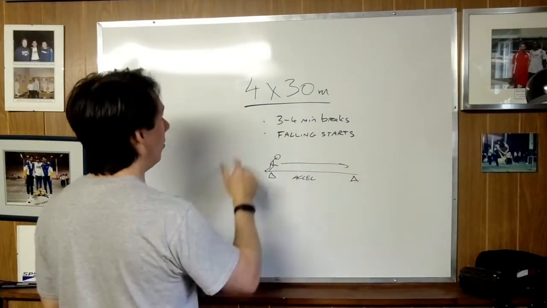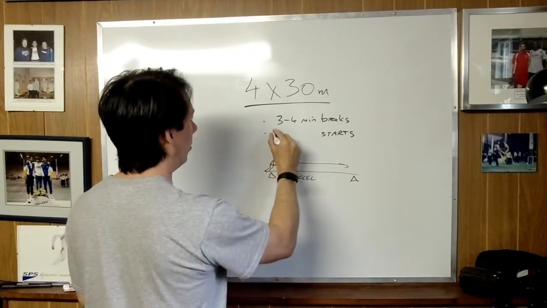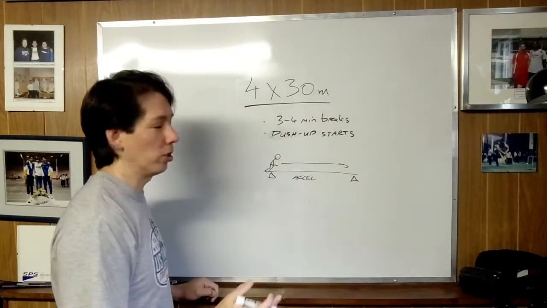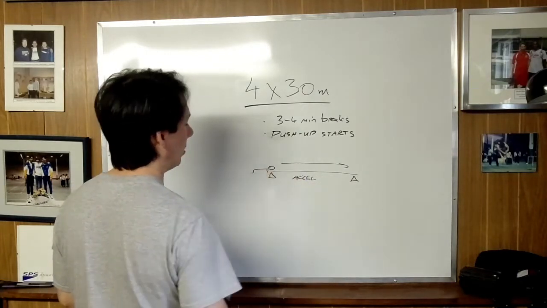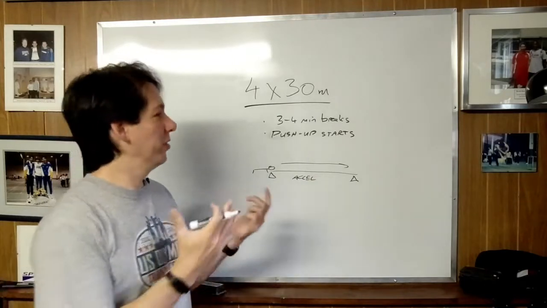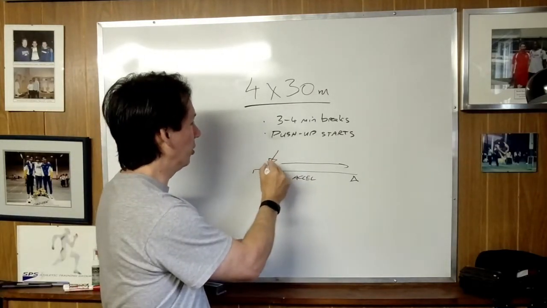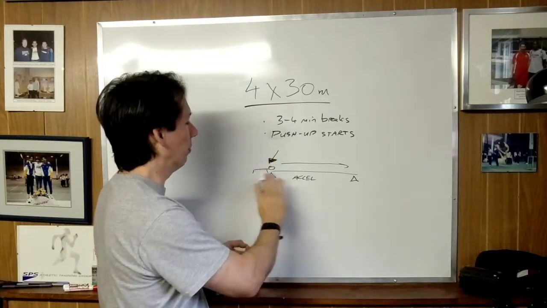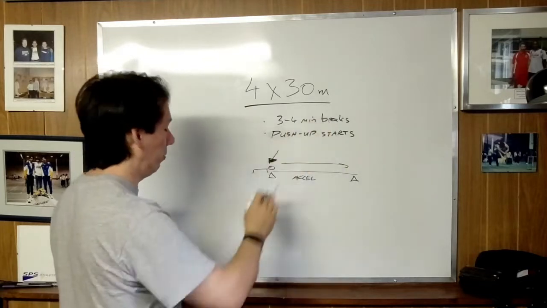Now let's change it up. Maybe we do 4 by 30 and instead of a falling start, we're going to do a push-up start, which I would classify as a hard start. So instead of being in this position here, they're going to be down in that position there and starting. So we've changed it slightly. Harder start, more energy is going to go into getting off the ground and pushing up and going. So a little bit more strength work there. Very simple modification, same breaks.